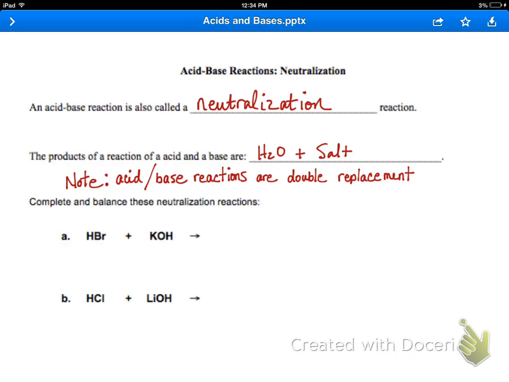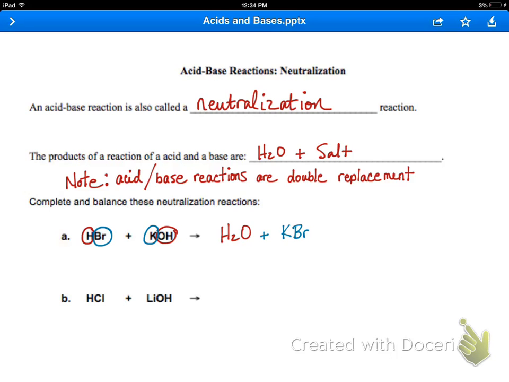Sit down and shut off the video and try to predict the products and balance the equations here. Again, double replacement would mean that the cations would swap with each other. So the hydrogen, H+, is going to end up with the OH-, and that's going to make water. And then the potassium is going to end up with a bromide to make KBr. So pause, fill in the reactions, and then restart the video and see how you did.